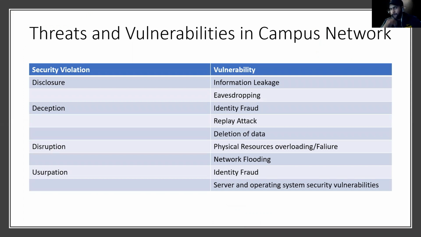There are several potential malicious actions or threats that may violate the security constraints of a campus network system. Mainly, these threats we can divide into 4 categories. First one is disclosure. Disclosure is gaining unauthorized access to protected information, and that could lead to leakage of sensitive information, for example, eavesdropping. In this attack, attackers may capture messages being exchanged between 2 entities, and they could access their content.